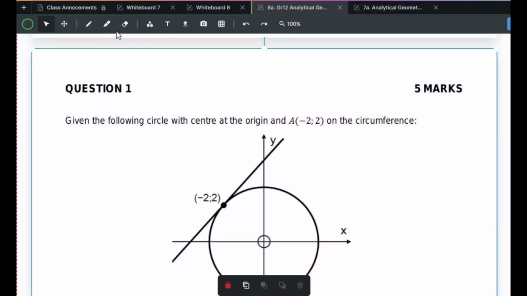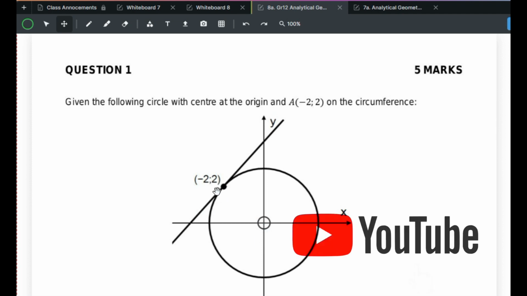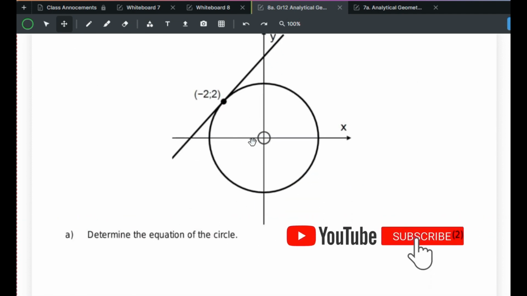Okay. So, analytical geometry, grade 12. This one says, given the following circle with the center at the origin, and A is negative 2 and 2 on the circumference. So the center is at the origin and you have a point on the circumference which is negative 2 and 2. Now they ask you to find the equation of the circle.